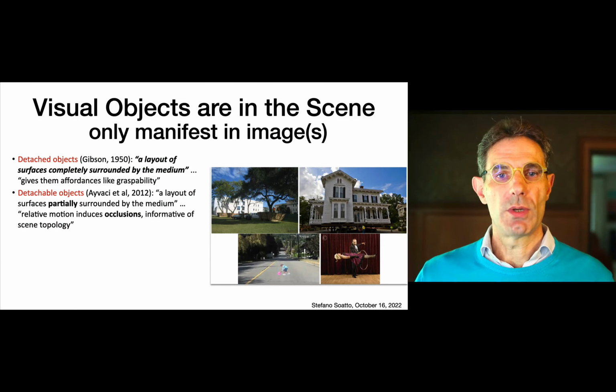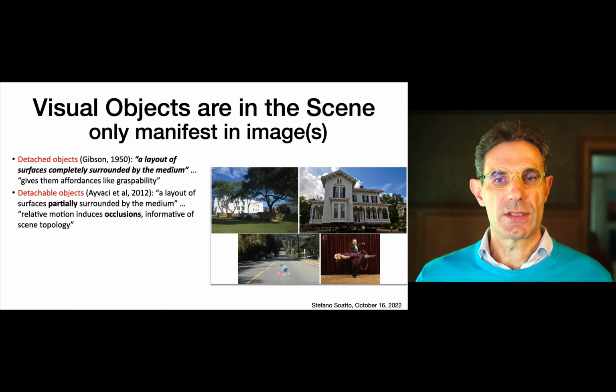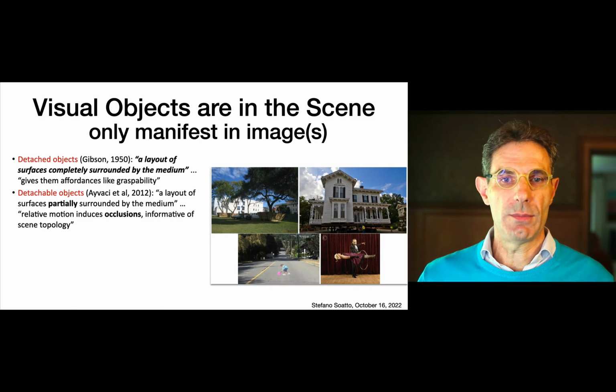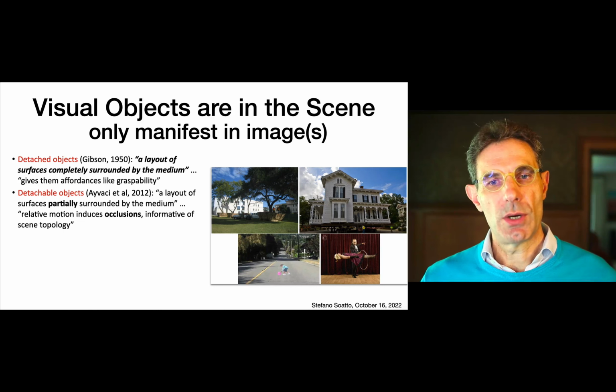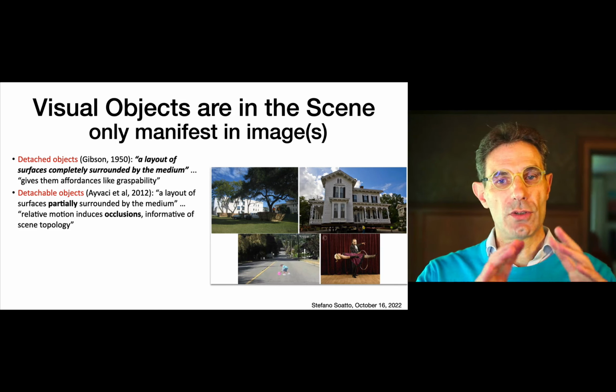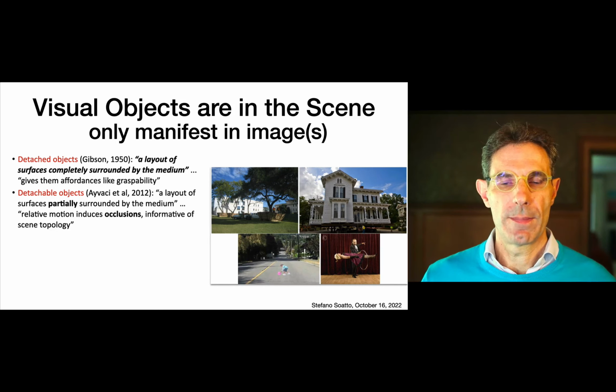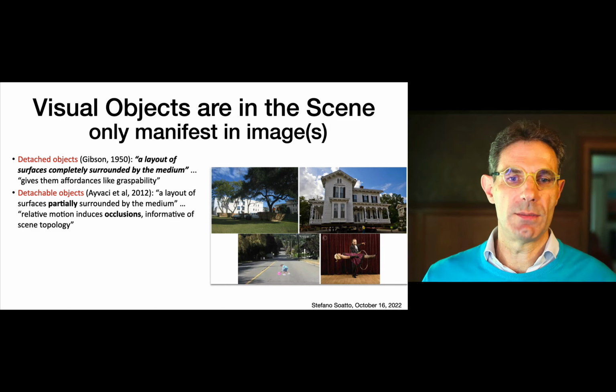So the first point I would like to make is that visual objects exist in the scene, not in the image. They're just manifest through the images, but there are no objects in images, just pixels. This is not a new idea. In the 50s, Gibson talked about detached objects as layout of surfaces surrounded by the medium. And those are relevant because you can grab them, eat them, and so on.